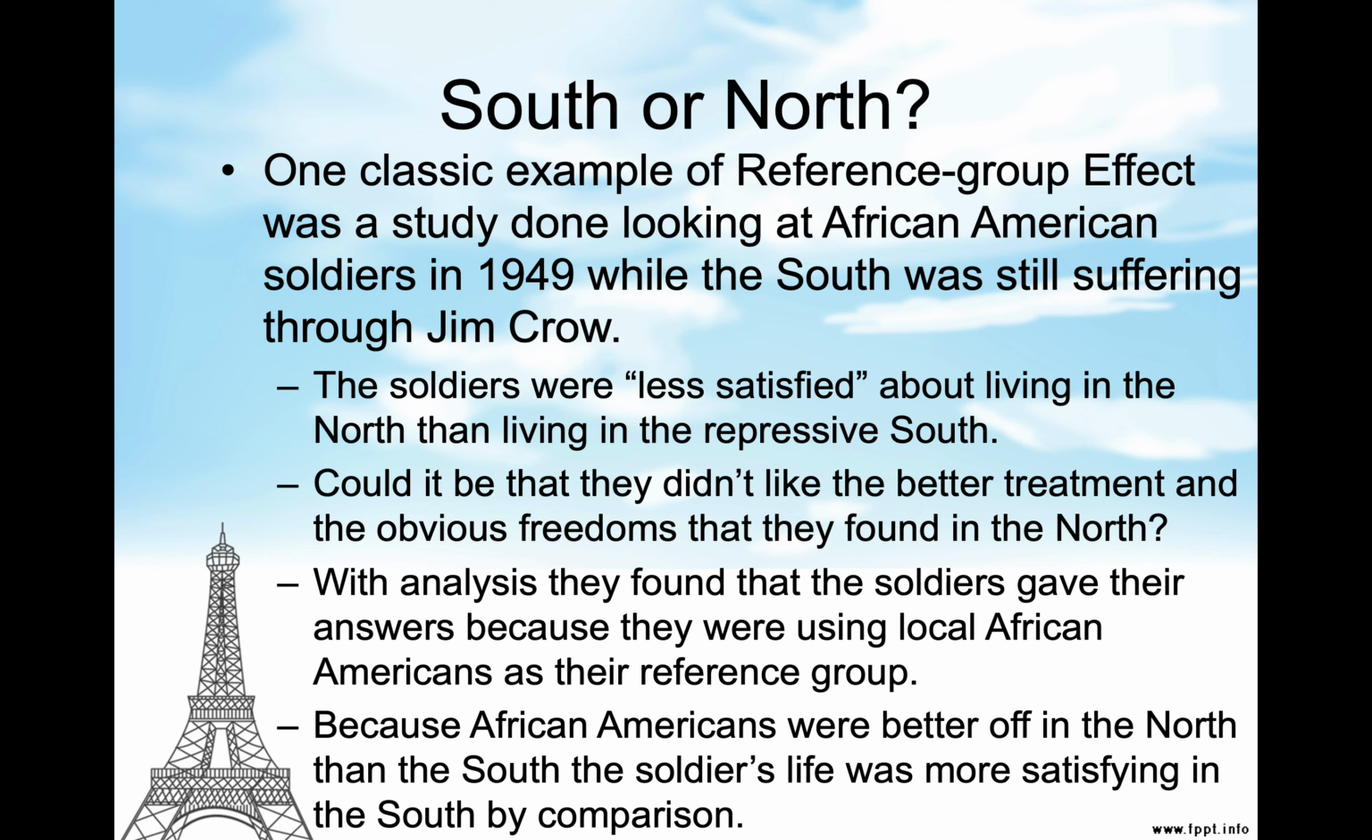And now, why in the world would the African American soldiers in 1949 like the South better than the North? With the analysis, they found that the soldiers gave their answers because they were using local African Americans as their reference group. Because African Americans were better off in the North than the South, the soldiers' life was more satisfying in the South by comparison. So they saw themselves as being treated more equally in the North. Everybody was being treated more equally. But when they compared themselves with the repressed Southern African Americans, they found themselves in a much better position. And they liked that better.